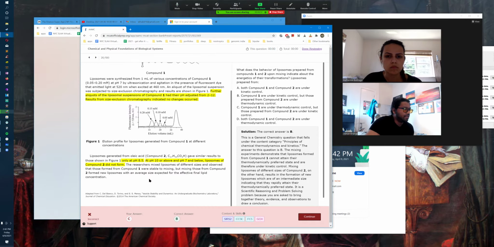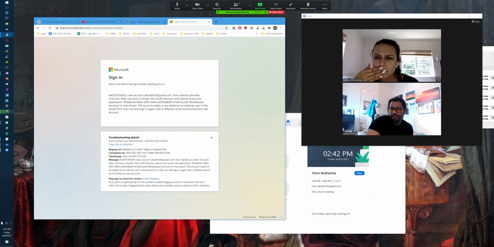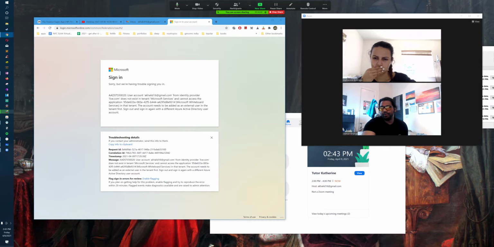So, yeah, it says that they mix liposomes of different sizes, and those formed from compound 1 were stable to mixing, meaning that this formed from compound 1, this formed from compound 1, this formed from compound 1, and when mixed, they're stable, as in they retain their original sizes. But mixing from compound 2 formed new liposomes with an average size expected for the effective final lipid concentration.